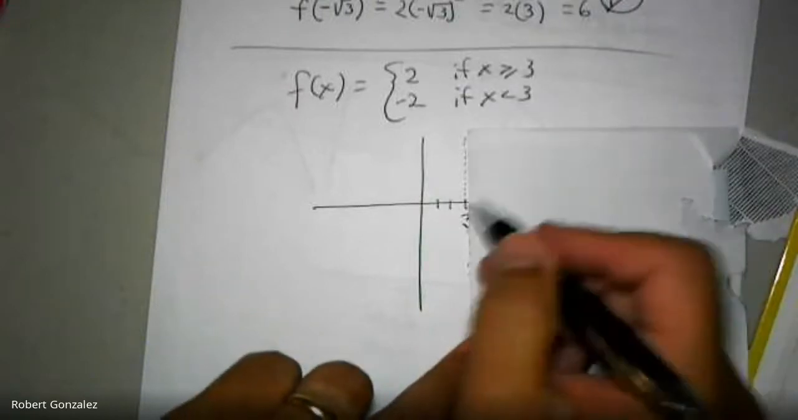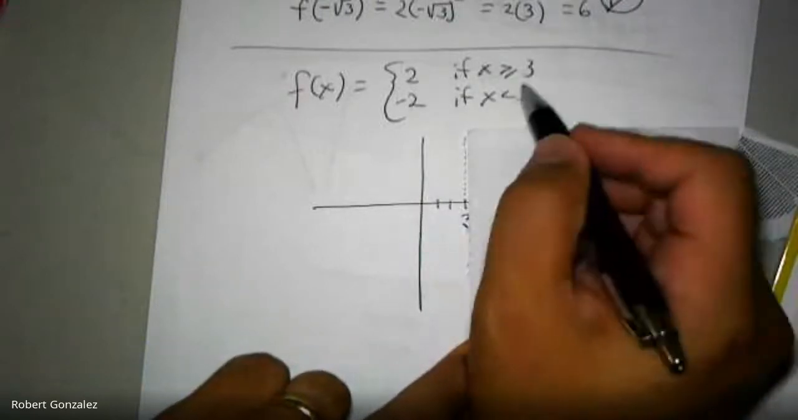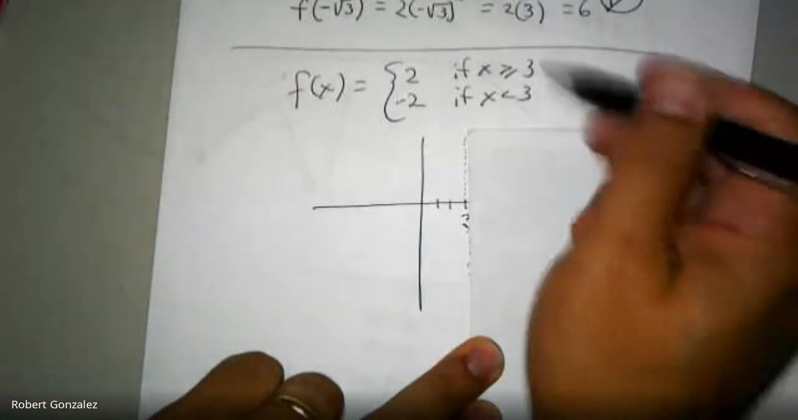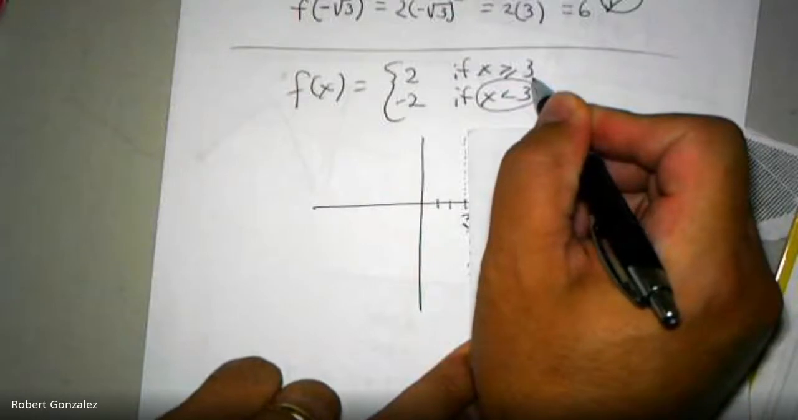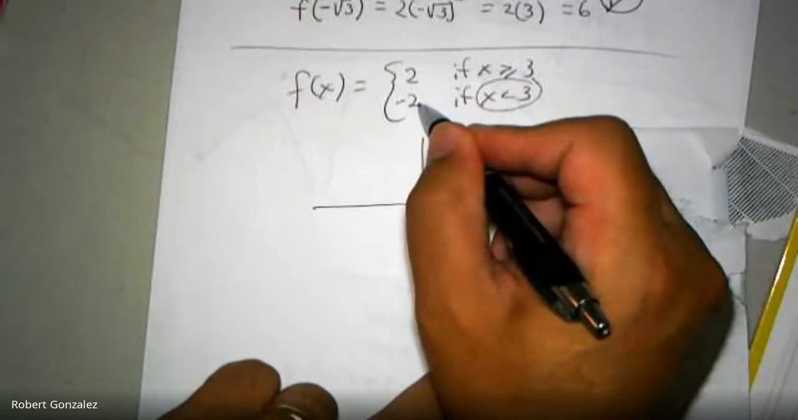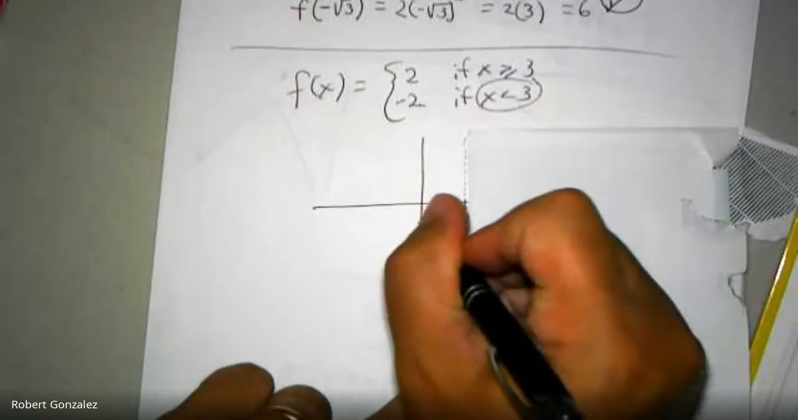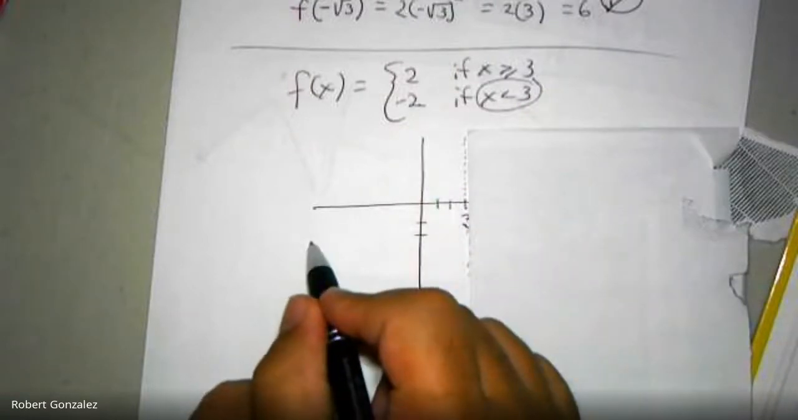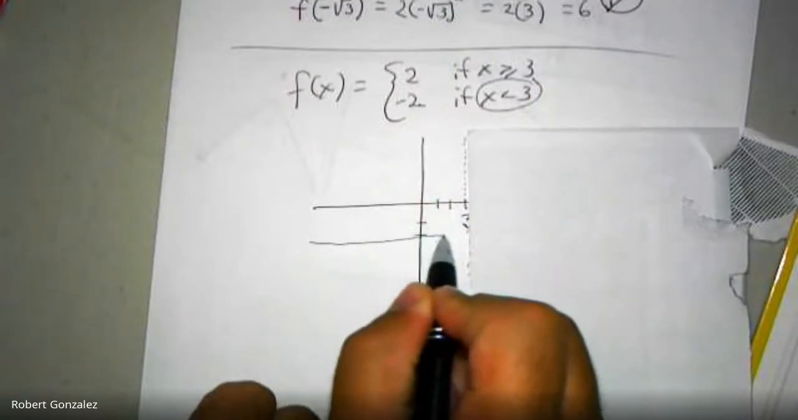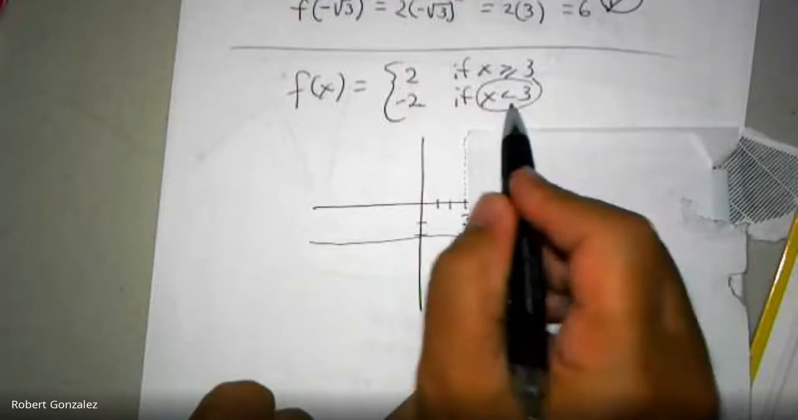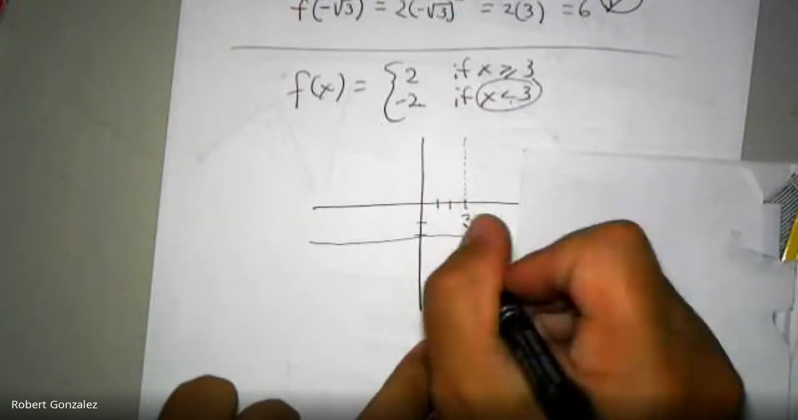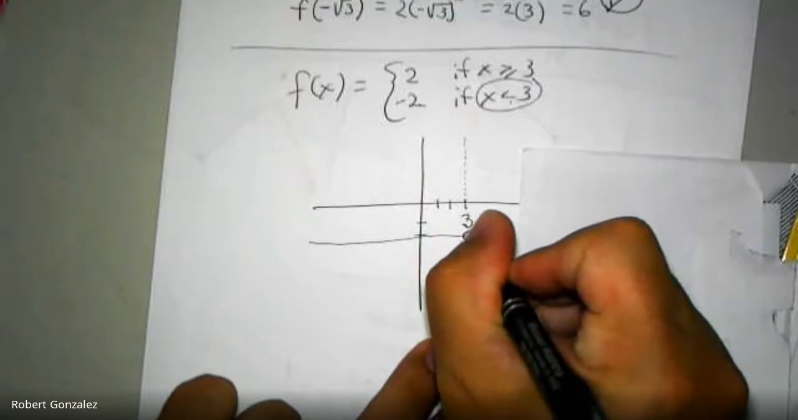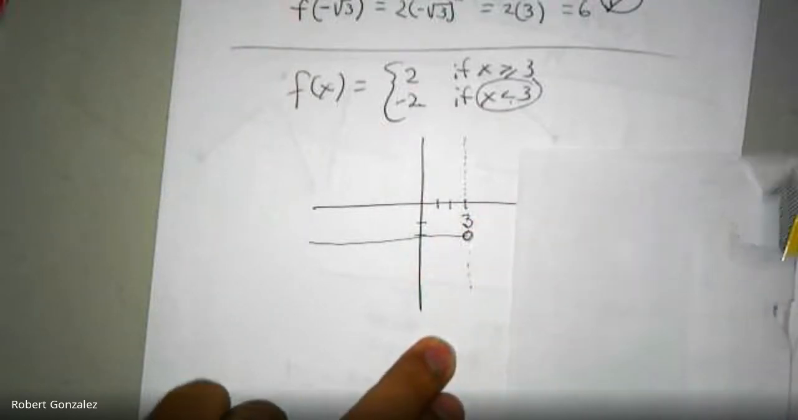To the left of 3 is going to be one graph. And I look here, which one is to the left of 3? It's the one that's less than. To the left of 3, I'm going to graph the line y equals negative 2. That's just a horizontal line. Now, since it's only less than, not less than or equal to, I'm going to put an open circle right there. 3 is not defined on that line.